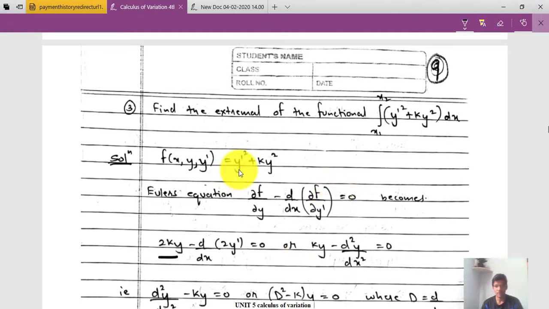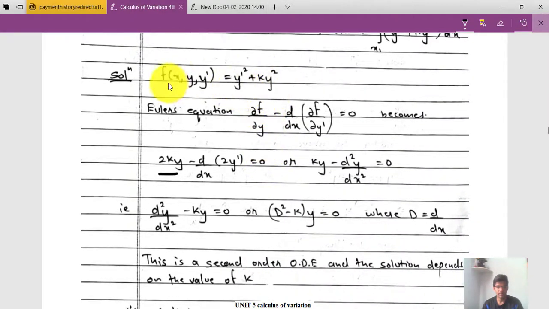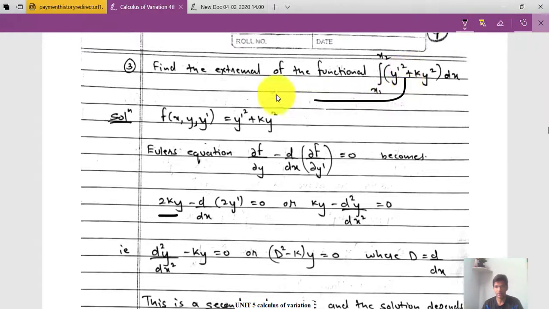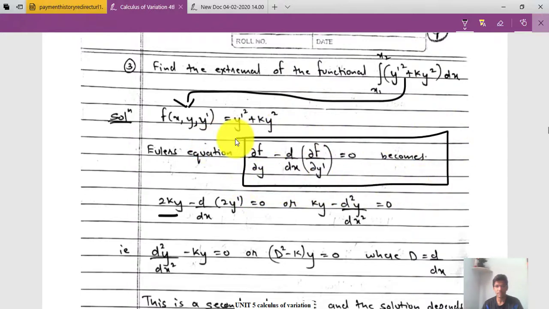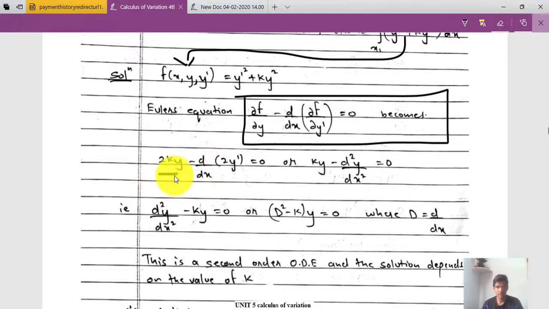Now let me have one more example, that is the third example. Find the extremal of the functional integral from x1 to x2 of (y prime square plus k y square) dx. So this is the functional as given, this is my function f of x, y, y prime, and let me write the Euler's equation. Now x is not there, so obviously dou f by dou x is 0.